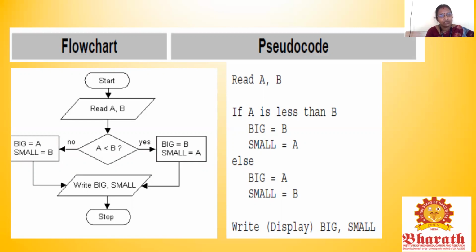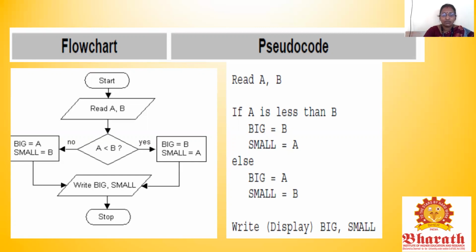If a is less than b, we are moving to the right side direction, which is shown using the arrow named as yes. If a is less than b is yes, then big value equals b, small value equals a. Suppose the decision a less than b is false, a is greater than b, so move to the left hand side direction, bigger value will be a, smaller value will be b. So write big and small on the screen and stop the process.